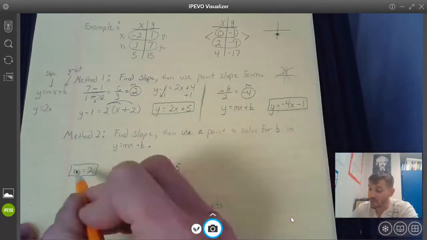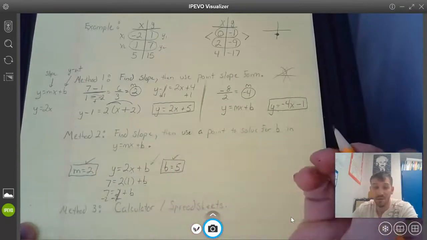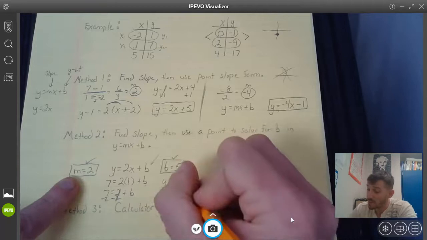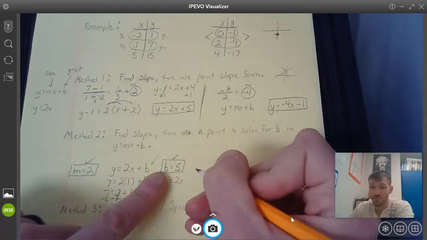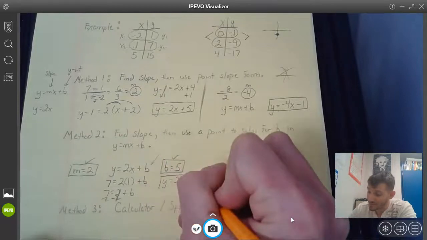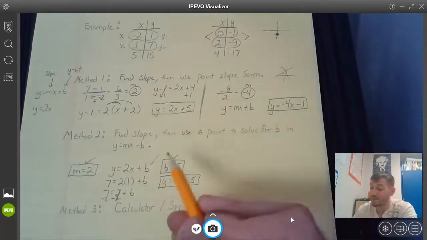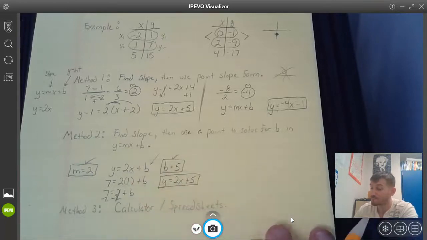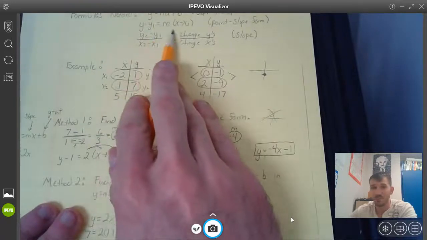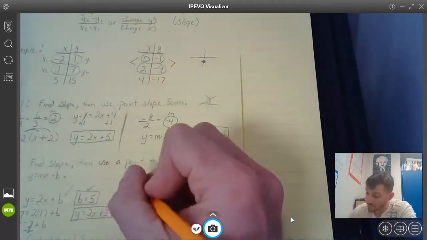So now you know what m is, and now you know what b is. So you know your entire equation: y equals mx plus b. And that is the exact same answer that we got up here. I like this because it's a little bit faster, and you don't have to use the big nasty point slope form. All right, let's try it again using this method.